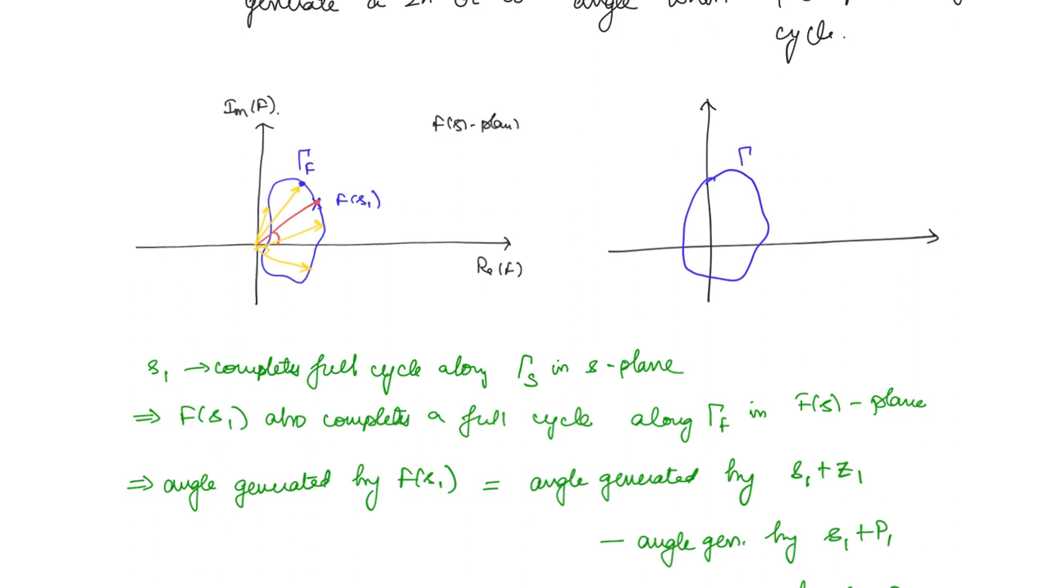Okay, so this is gamma f. The origin is here. Only then, as f of s1, let us take f of s1 to be here, as f of s1 will move along the path, it will cover 2 pi radians. Another point that you can see here is it is covering minus 2 pi radians. That means it is going in the clockwise direction. Okay, so this will be the direction of gamma f.